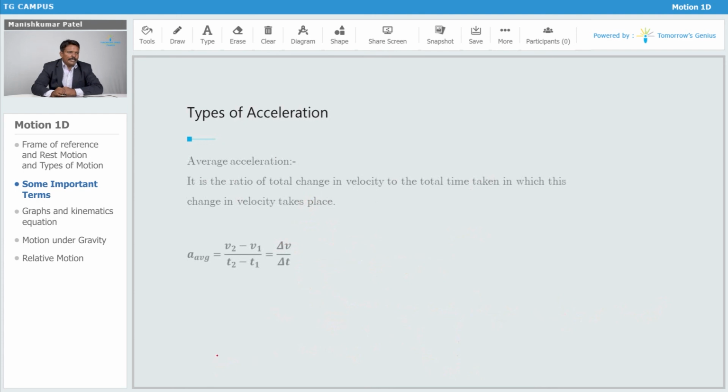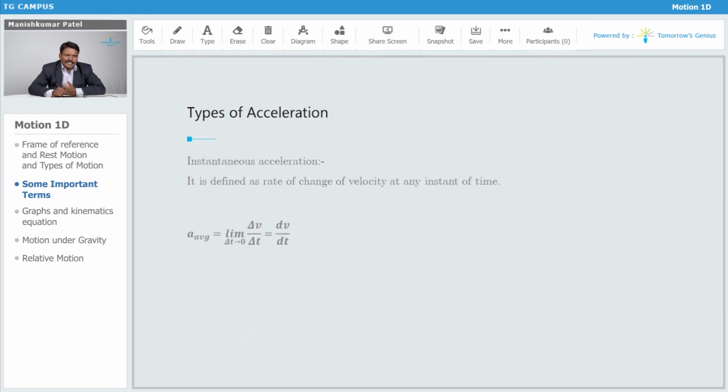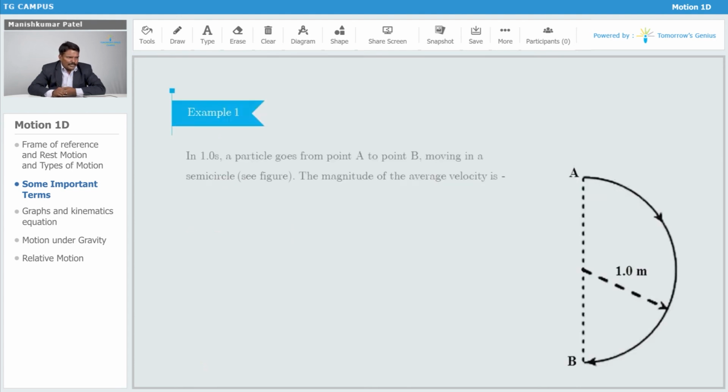Then coming to the next point, the average acceleration. It is the ratio of the total change in velocity to the total time taken in which this change in velocity takes place. So total change in velocity upon total time gives the value of your average acceleration. Then the instantaneous acceleration is the acceleration at that particular instant, which you can find.